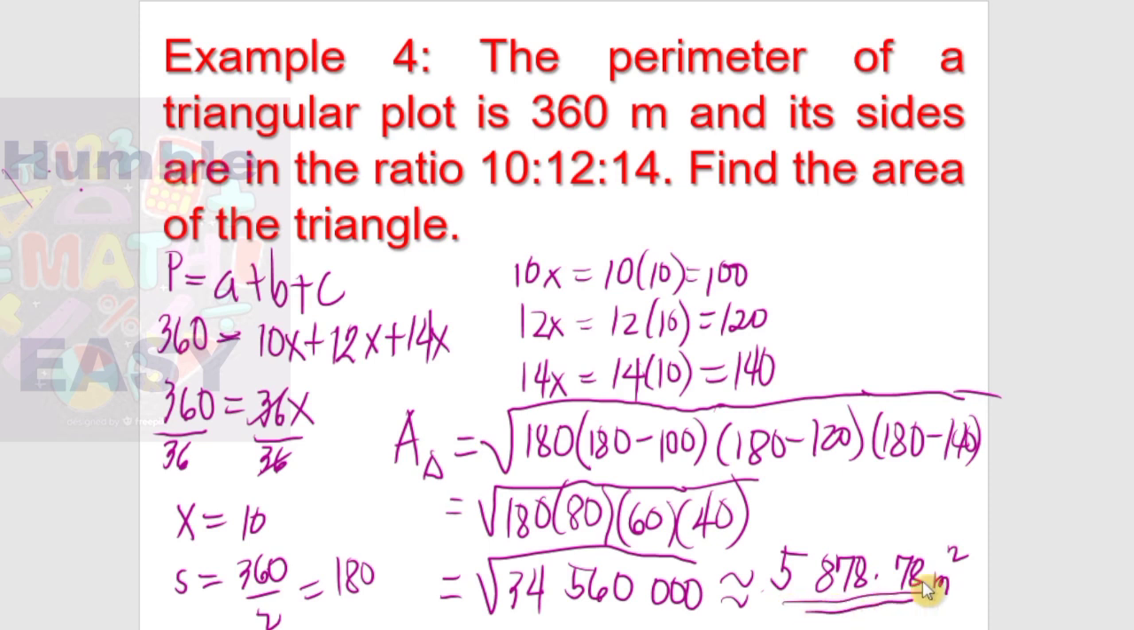Okay, so where do we get the 10x plus 12x plus 14x? Take note that the sides are in that ratio, so we add them, and that x there is the common factor of all the ratio of the sides that we have. So the area now is 5,878.78 square meters for number 4.